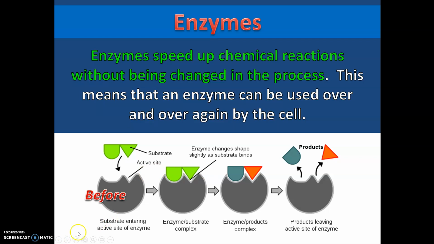So here's our before. The substrate enters the active site in the enzyme, and that's the really important part of the enzyme, the active site. What we call the molecule is a substrate. Once the enzyme shape changes as the substrate bonds, we'll call that the enzyme substrate complex. Then the enzyme, if it's going to break it up, will break it up and create the products, and then these products will leave the active site of the enzyme.